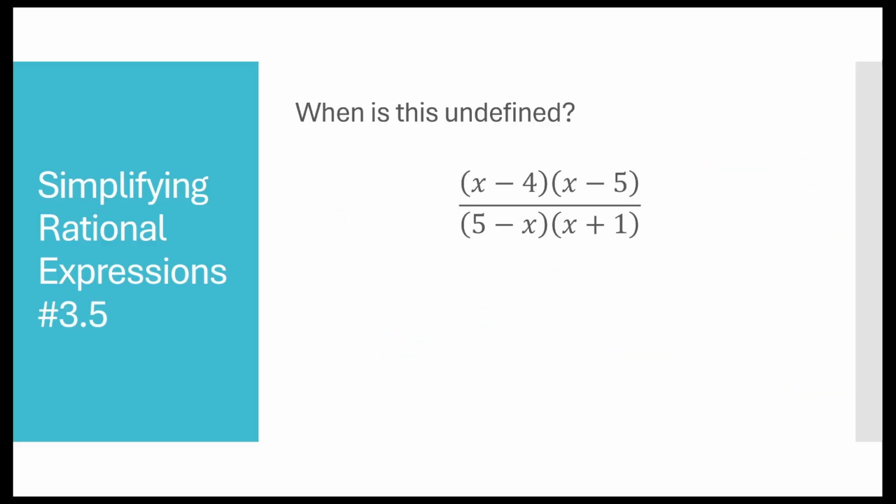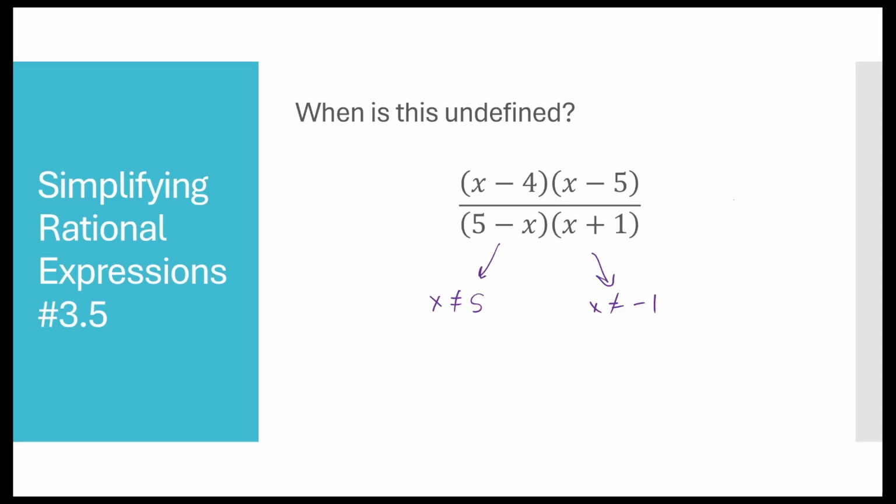Thinking back always to when is this undefined, we know that x cannot equal 5 and x cannot equal -1 because those values cause us to be dividing by 0 in the original expression. And the simplified expression does look different, but we want to make sure we're keeping track of it from the original one. That's going to help us when we are getting into rational functions.